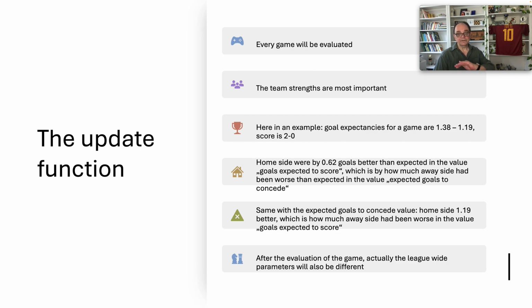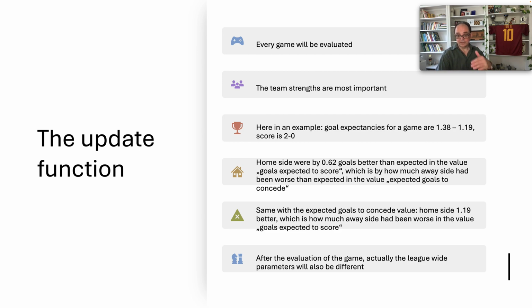Every game will be evaluated. The team strengths are most important. Here an example: goal expectancies for a game are 1.38 and 1.19 for the other side. Score is 2-0. The home side were 0.62 goals better than expected on the value expected goals to score, which is by how much the away side had been worse than expected on expected goals to concede. We have to keep that mathematically clean. As much as one side is better, the other side is worse than expected. Same with the expected goals to concede value: home side 1.19 better, because they did not concede a single one, although they expected to concede 1.19, and this is how much the away side were worse than expected as well.